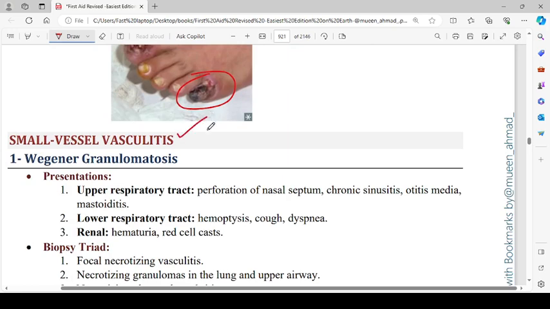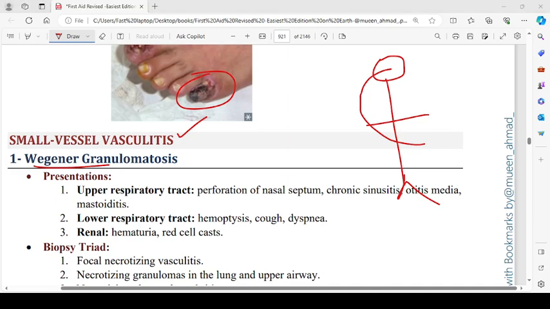Then comes the small vessel vasculitis. So the first one is Wegener's granulomatosis. If you have heard Pathoma, it is also called Wegener granulomatosis for two reasons. Firstly, it involves the sinuses, the lungs, and the kidneys. So like a C is formed, and it includes C and K. Yeah, so that is why it is also called that.